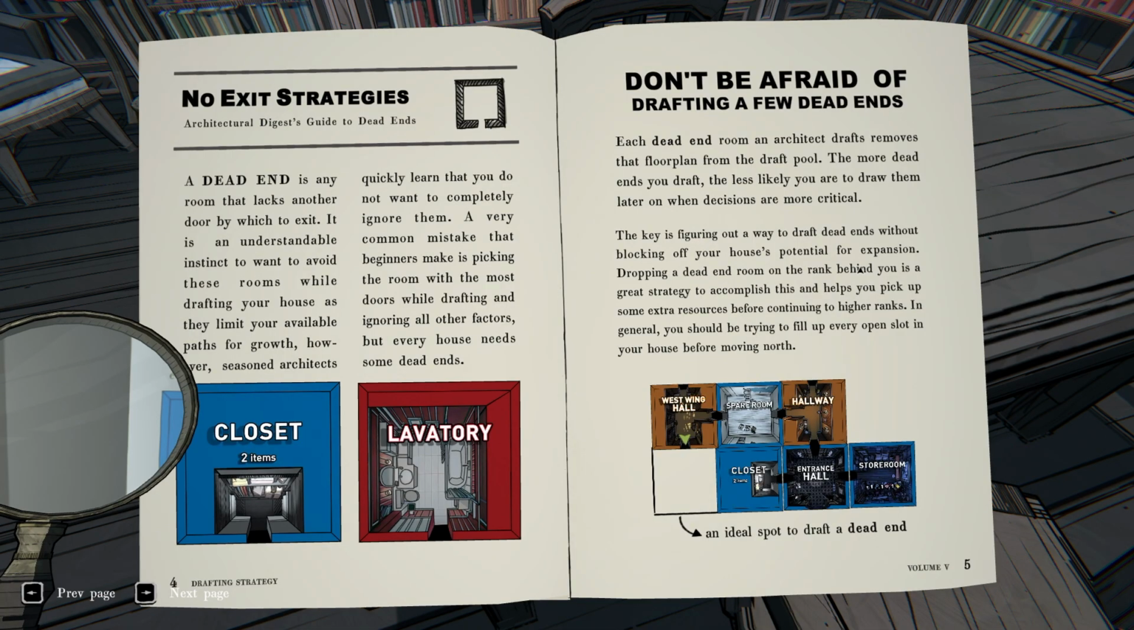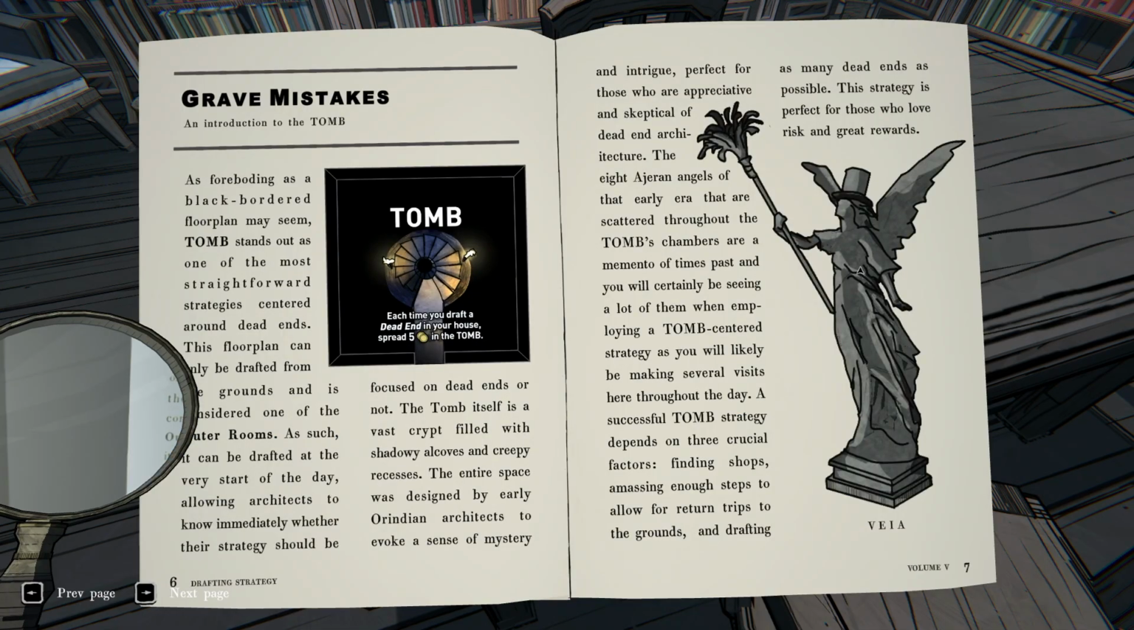Each dead end room an architect removes from that floor plan from the draft pool, the more dead ends you draft, the less likely you are to draw them later on. The key is figuring out a way to draft dead ends without blocking off your house's potential for expansion. Dropping a dead end room on the rank behind you is a great strategy to accomplish this and help you pick up some extra resources before continuing. Generally, you should be trying to fill up every open slot in your house before moving north.